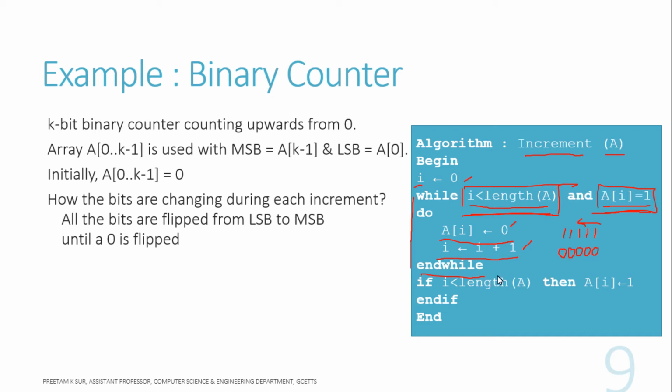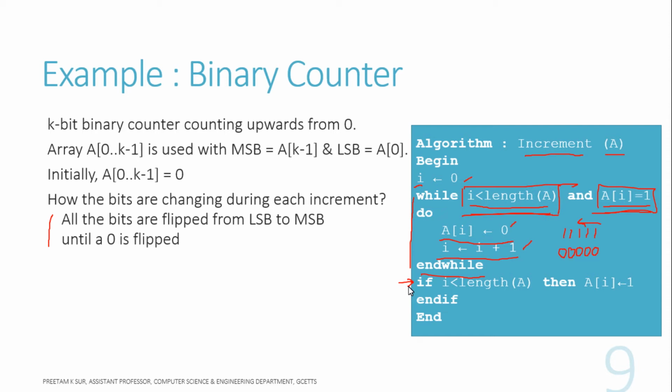Now if you remember the definition of the increment operation, we found that bits are flipped until a 0 is flipped. We can see that the execution will come out of the loop in two ways. When all the bits were 1 and the increment operation is called, we will find that i will cross the limit.